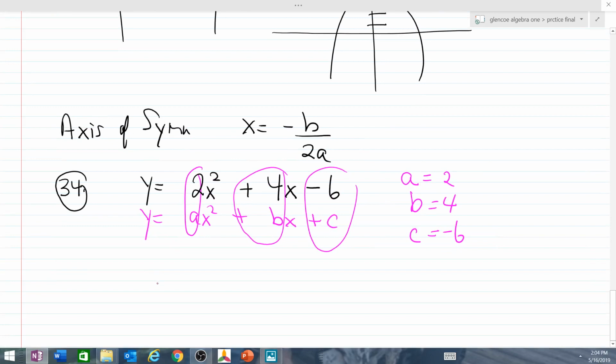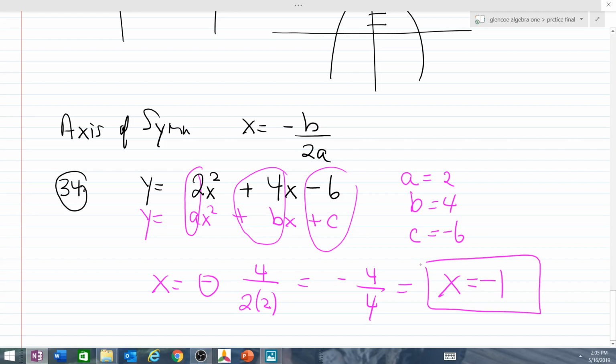So, to find the axis of symmetry, we only need b and a. So x would equal negative b, which is negative 4, over 2 times 2, which is negative 4 over 4. Or we could say the axis of symmetry is x equals what, guys? Negative 1.